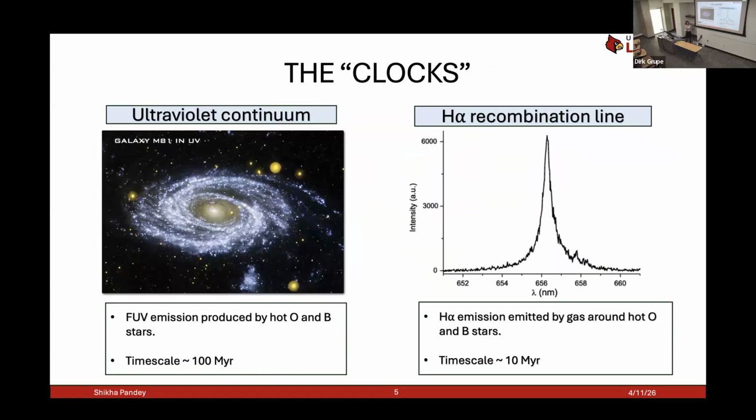So we have tracers, or clocks, as I like to call them. We have the ultraviolet continuum that is emitted from hot O and B type stars, which traces star formation rate up to 100 million years. And we have the H-alpha recombination line with a wavelength of about 6,563 angstrom. These emission lines can be seen around gas around these hot O and B type stars, which traces shorter timescales of about 10 million years.